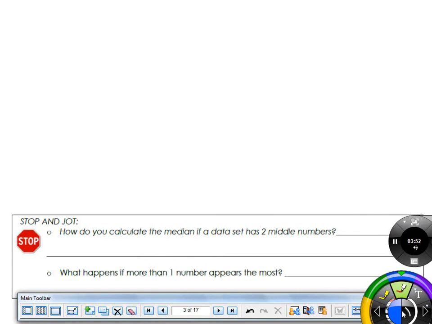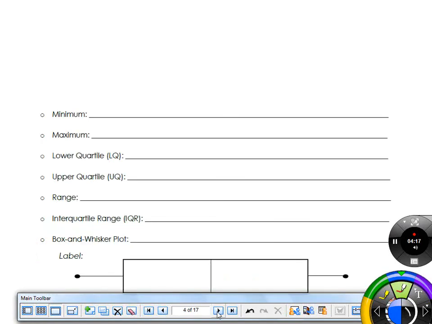We also talked about what if more than one number appears the most. We talked about being able to have multiple modes, so it's okay. You just take the one that appears the most. If there's other ones, even if there's 5 different numbers that all appear 3 times, write them all down. Maybe those numbers are important to us for some reason. Or it could have no mode. So if you need to make a note about that, make a note about that.